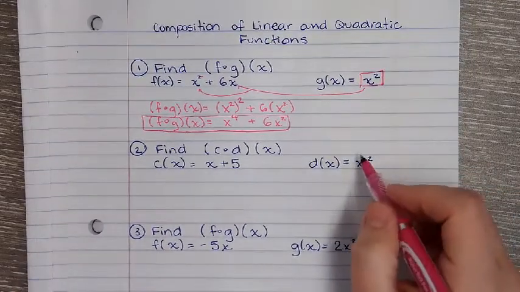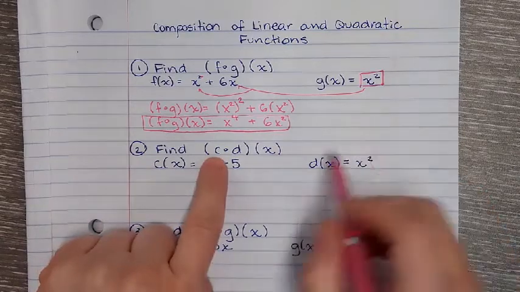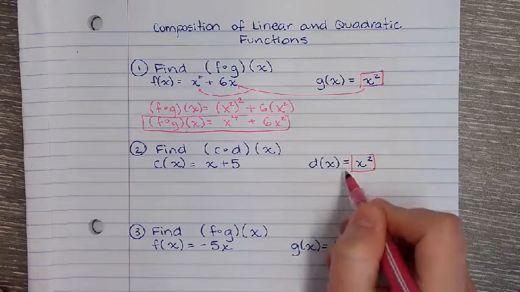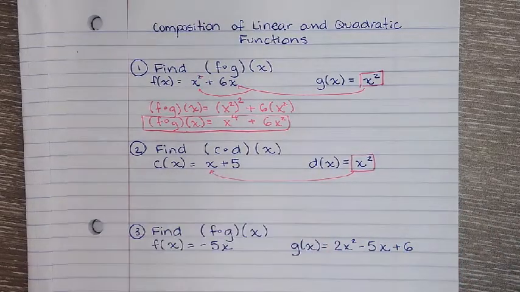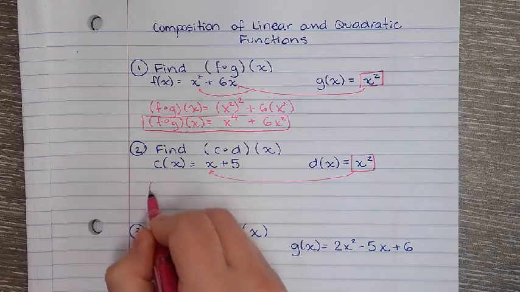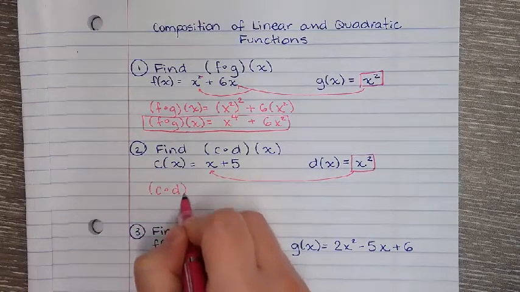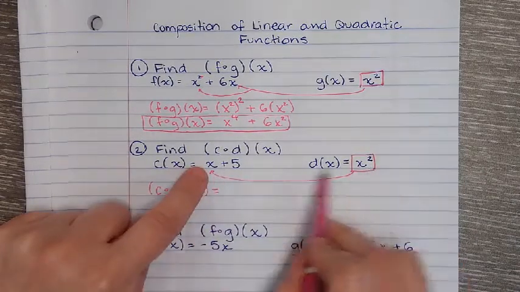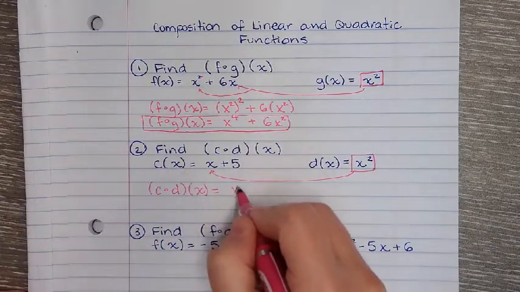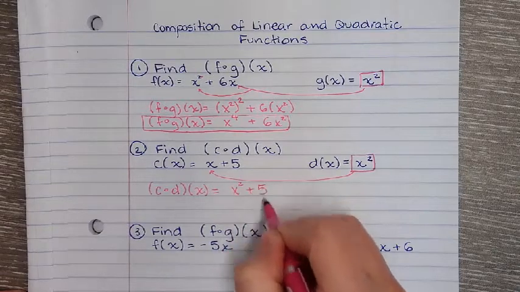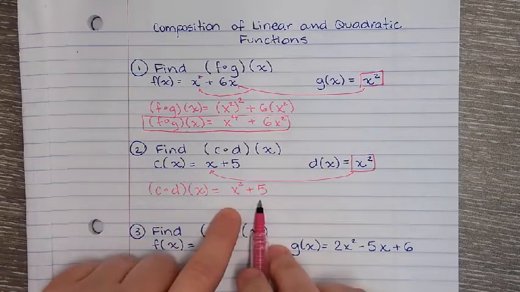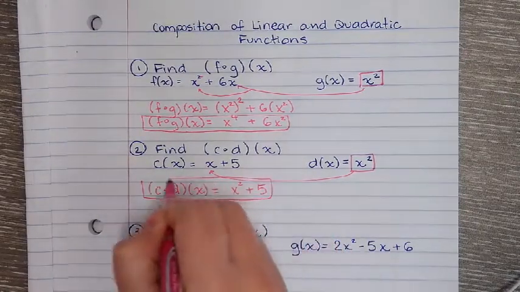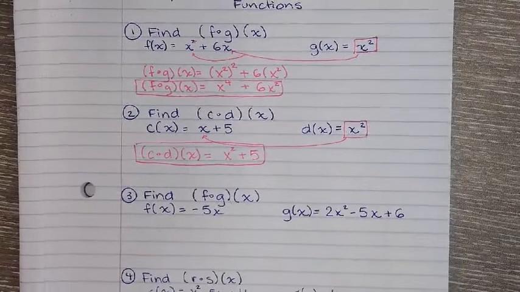One. So I need to find the composition between c and d of x. So this guy is going to be right there for x. So c composes d of x. So now I'm going to substitute x squared for x. And then plus 5. There's nothing else I can do about it. Looks nice and pretty. And that's it. It's easier than it looks.